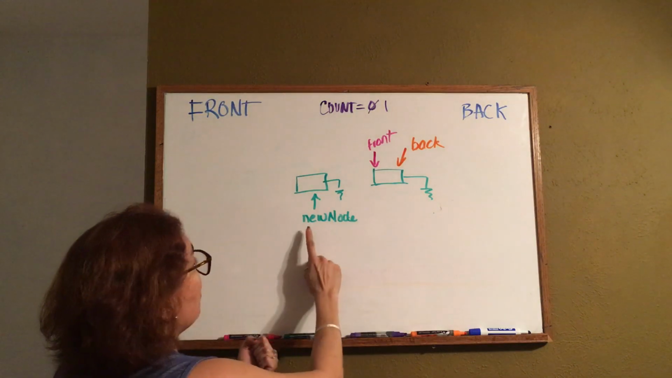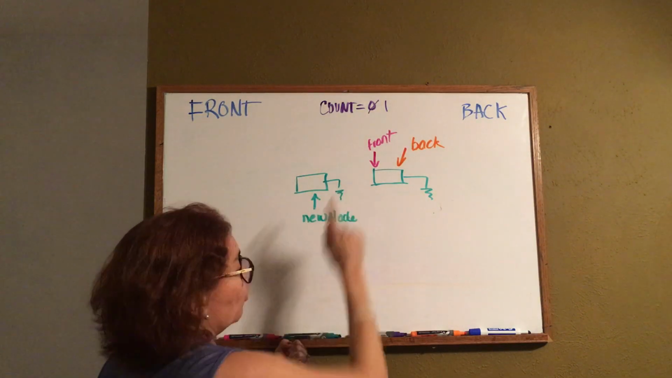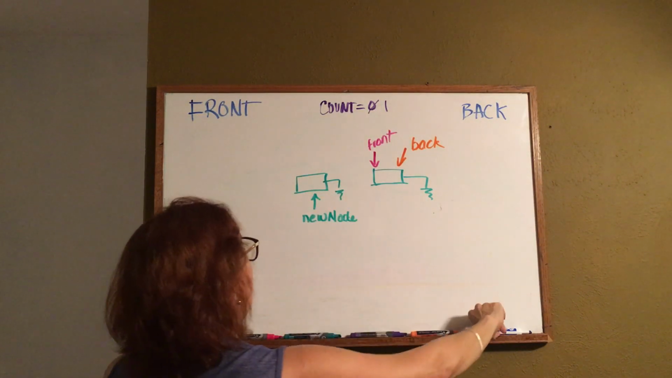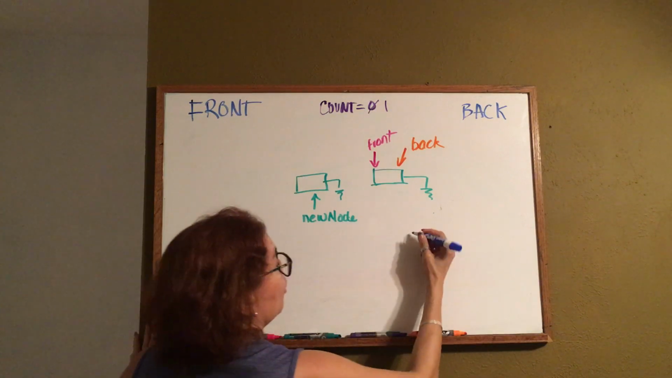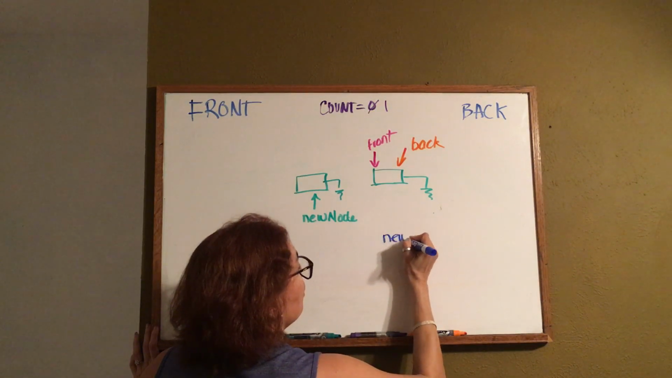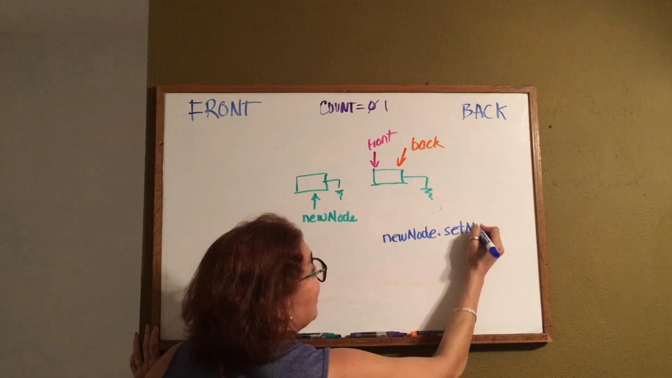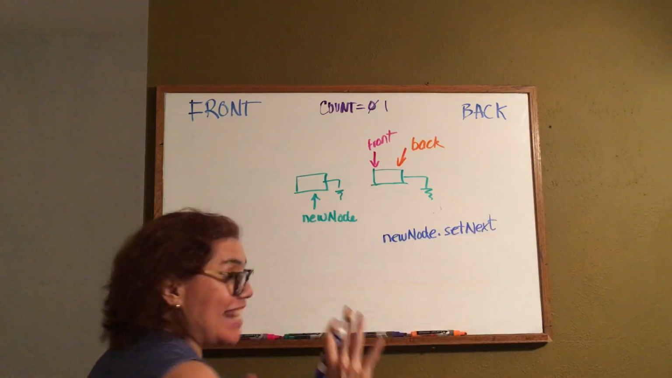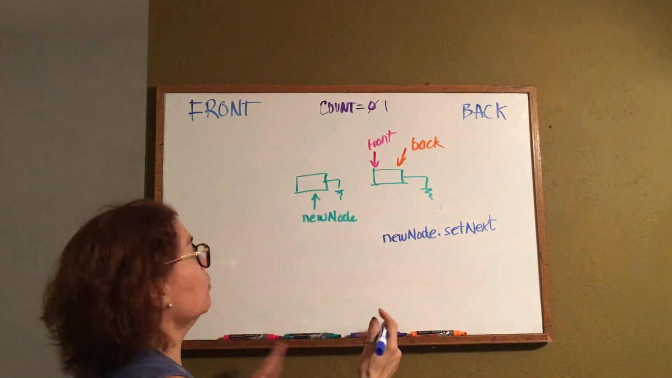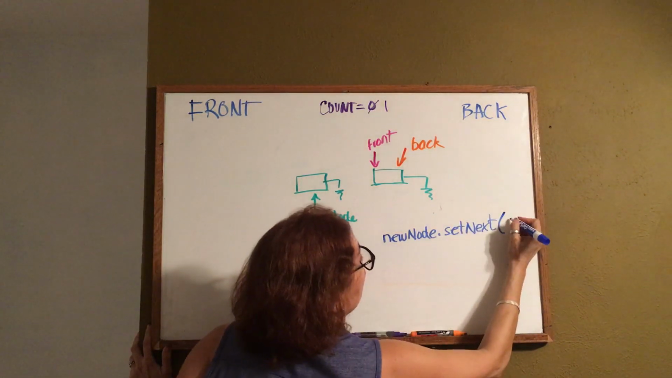Look at this. What I'm going to say is move this to the front. In order to do that, I am going to say the following code. I'm going to say new node dot set next, because remember, set next moves the arrow to front.